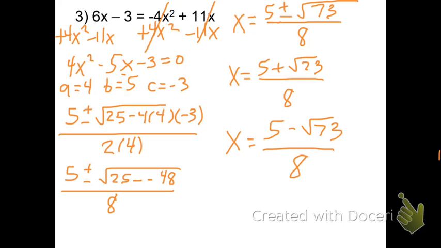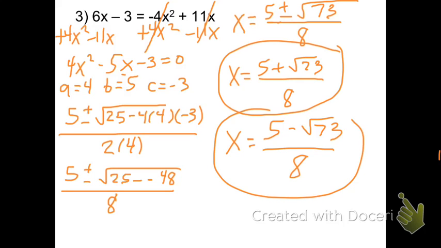One last thing I want to mention is that sometimes they don't ask you for a fraction like I've provided for you. They ask you to leave your answer as a decimal. In that case, you would just type this into your calculator exactly as it looks, and you get a decimal. So you do 5 plus root 73 divided by 8 to get one solution, 5 minus root 73 divided by 8 to get another solution.